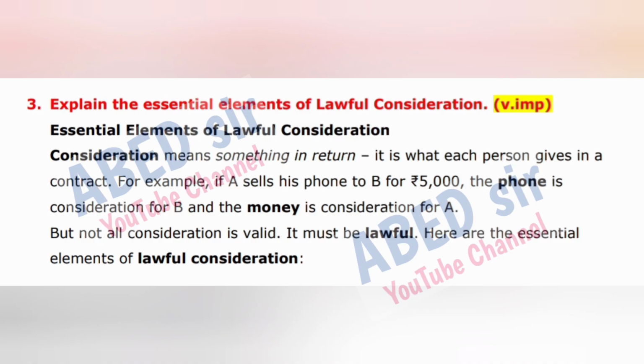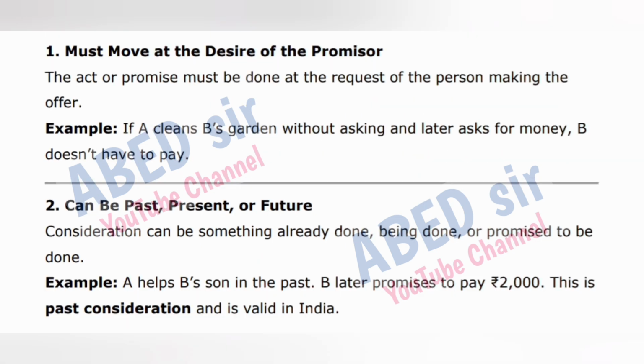But not all consideration is valid. It must be lawful. Here are the essential elements of lawful consideration. 1. Must move at the desire of the promisor. The act or promise must be done at the request of the person making the offer. Example, if A cleans B's garden without asking and later asks for money, B doesn't have to pay.